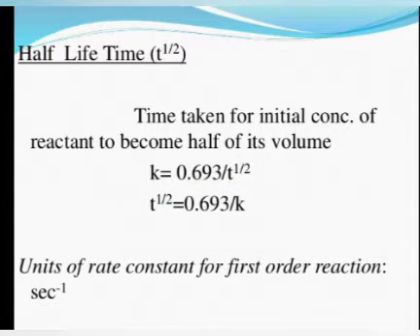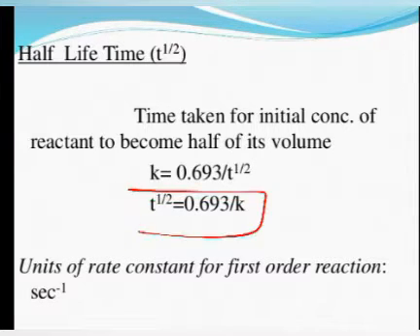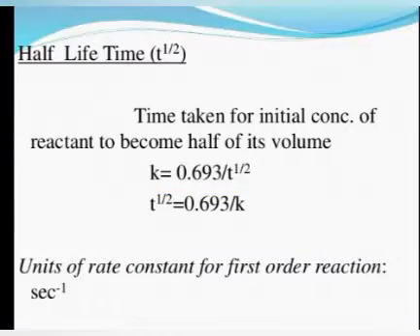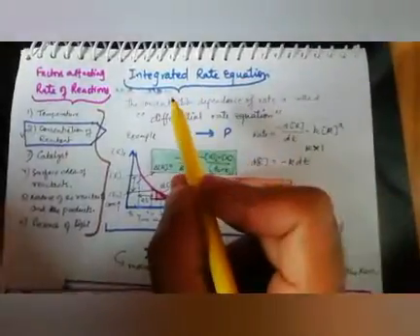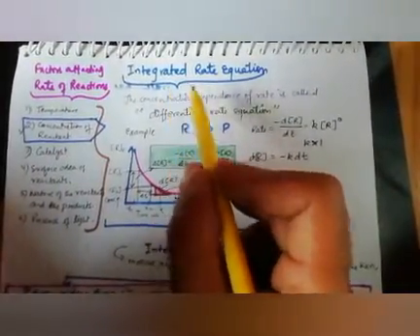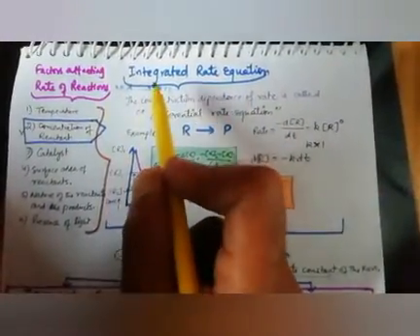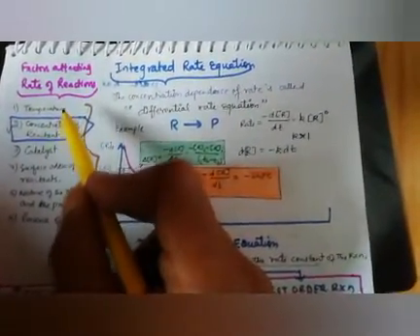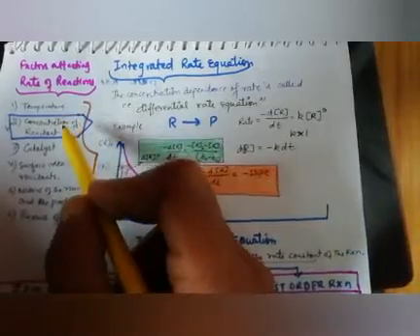Today I'm going to tell you how these values were derived, how these values came. So please stay tuned and watch the video carefully. Dear students, today I'm going to tell you about the integrated rate equation, where it came from. Let's understand. As we studied already, factors affecting rate of reaction are temperature and concentration of reactant.